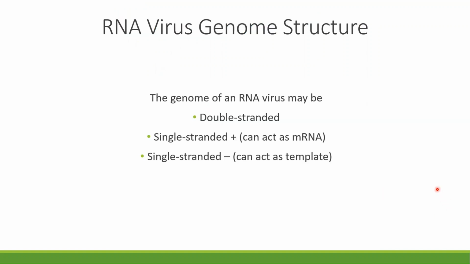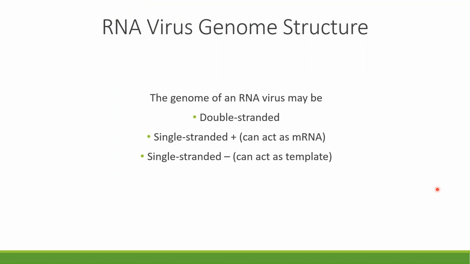All right, so now let's get into the RNA viruses and their genome structure. RNA viruses' genomes can be double-stranded RNA. They could also be single-stranded. And when they're single-stranded, they can be made up of the template strand, or they can be made up of the coding strand. So we would say that they could be single-stranded positive sense or single-stranded negative sense.